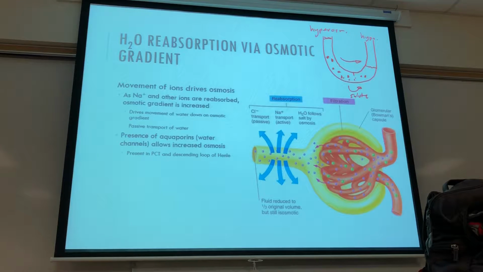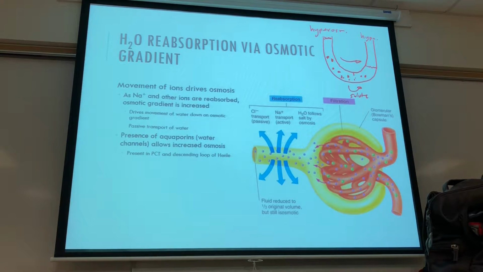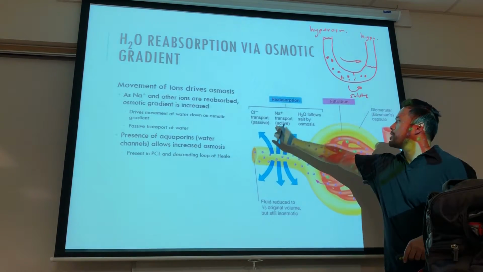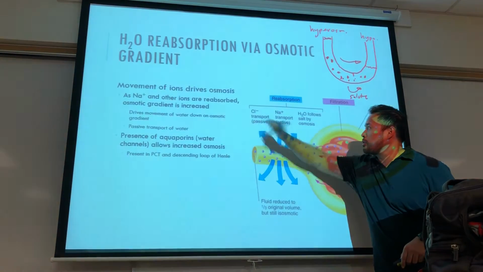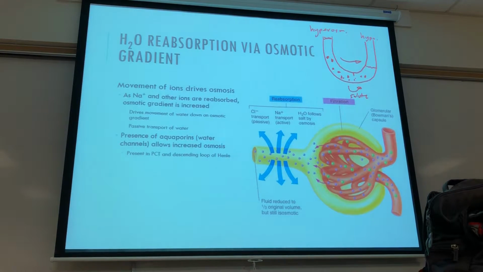Okay? And where is that going to take place? Namely in the proximal convoluted tubule as well as the loop of Henle. All areas that we'll talk about in just a bit. So in this image to the right, here you can see the movement of salts, our sodium and our chloride, and then you're going to see water following as a whole.